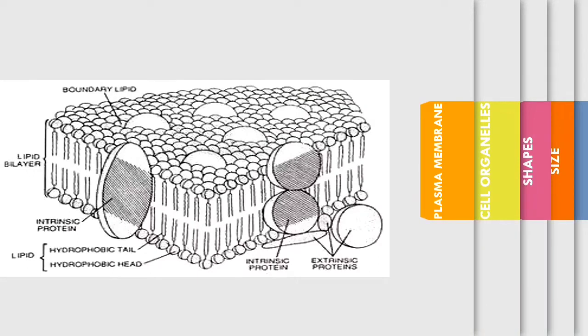It is very thin, about 0.1 micron in thickness. It is a double-layered structure. The plasma membrane has a fluid mosaic structure. It is made up of phospholipids and proteins. In certain cases, the plasma membrane is connected with a nuclear membrane through endoplasmic reticulum. It is also capable of growth as the cell enlarges.